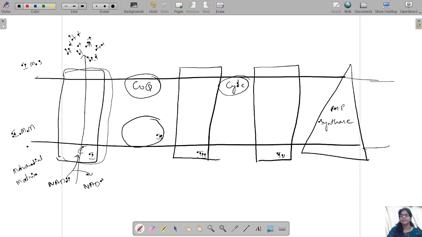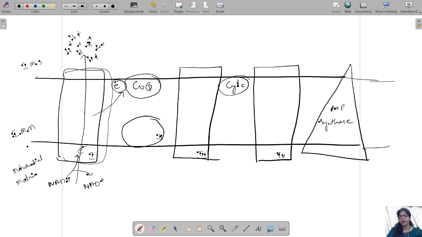Okay, and this gradient is formed due to the larger amount of protons present in the intermembrane space than in the matrix. Now, once these protons are moved, the electrons are given away to CoQ. These act as cofactors for the movement of electrons from one complex to another complex. And once CoQ gets the electrons, it gets excited.